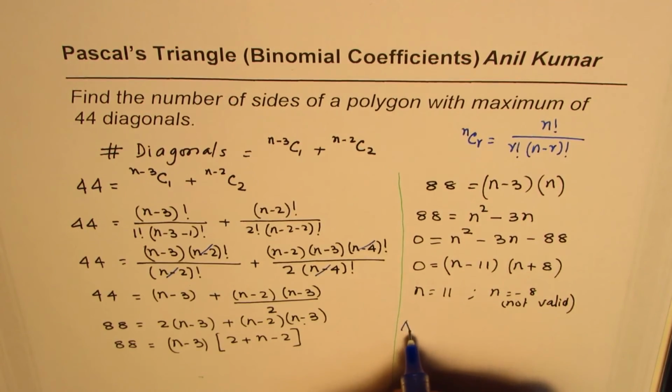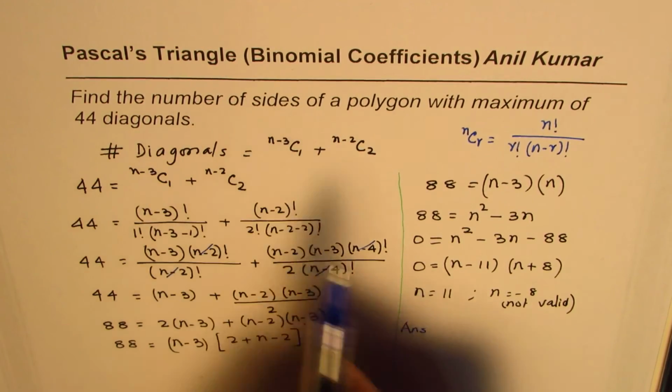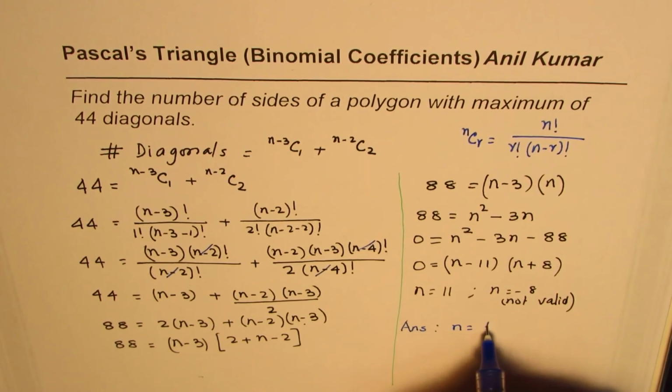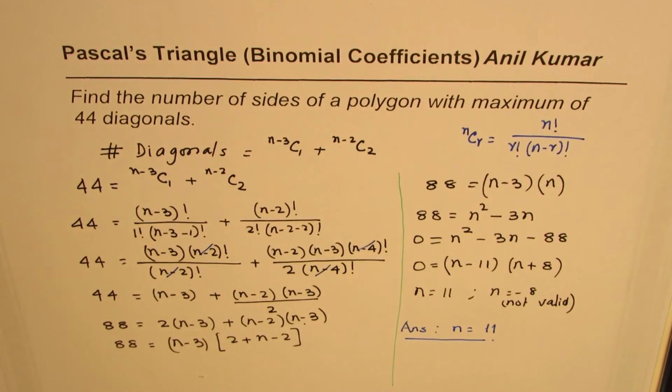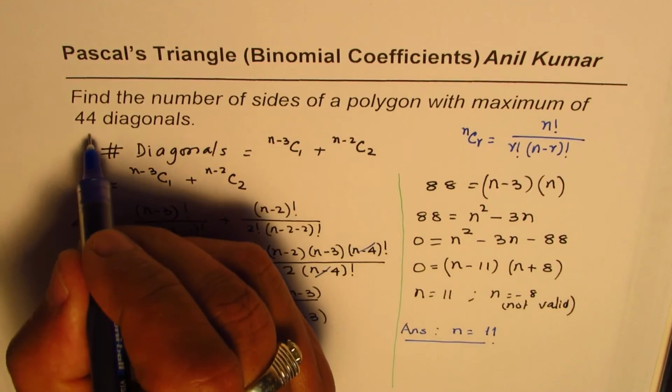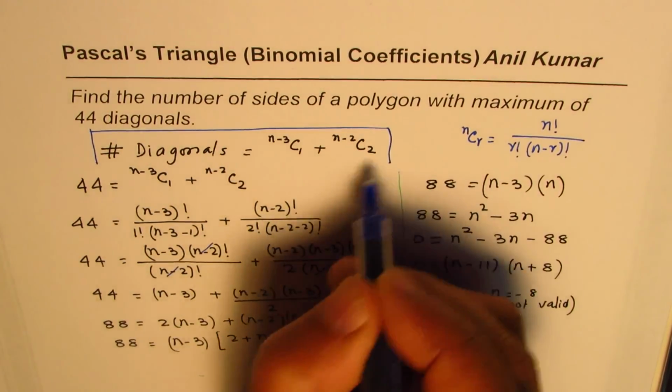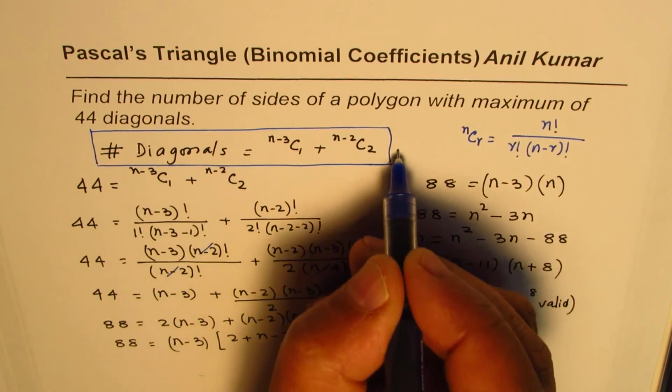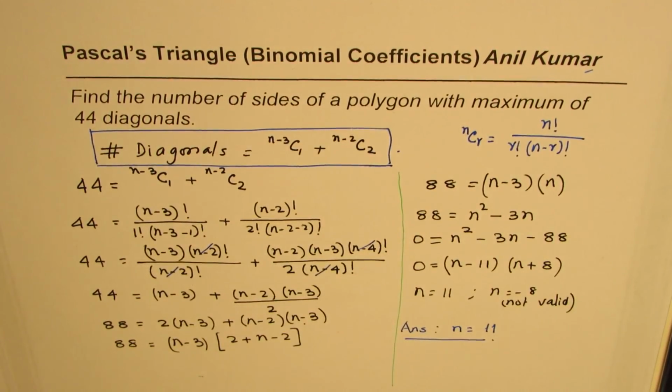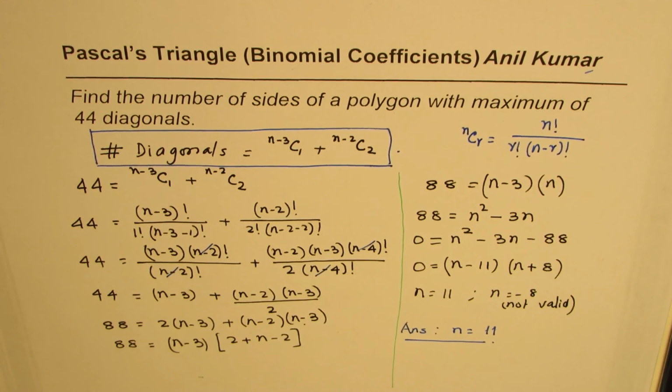So now we can write down the answer as that the number of sides of the polygon n is 11, right? So that is how you can find the number of sides of a polygon if you know the maximum number of diagonals. So remember, this is the formula which we derived in one of the videos. Link for the same is being provided to you, right? So go through that link to understand how we derived the formula, and then you can come back to these calculations to find the number of sides from given maximum number of diagonals.